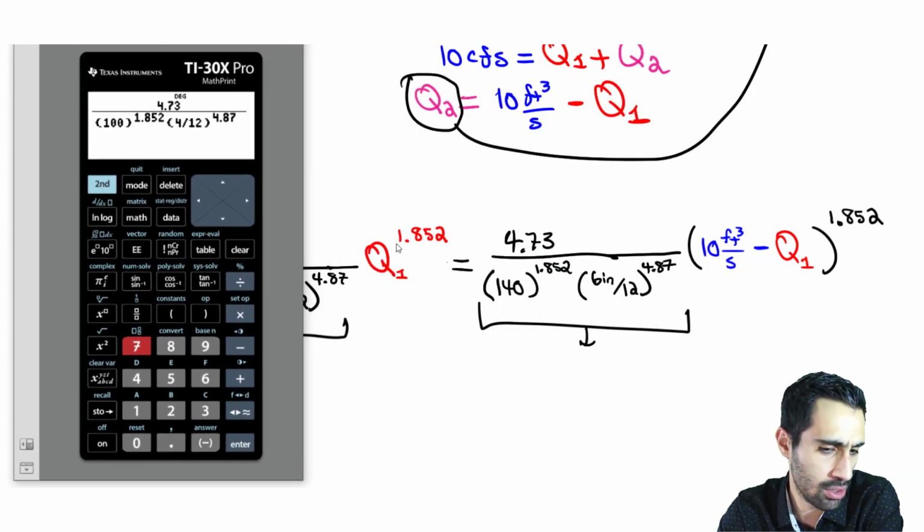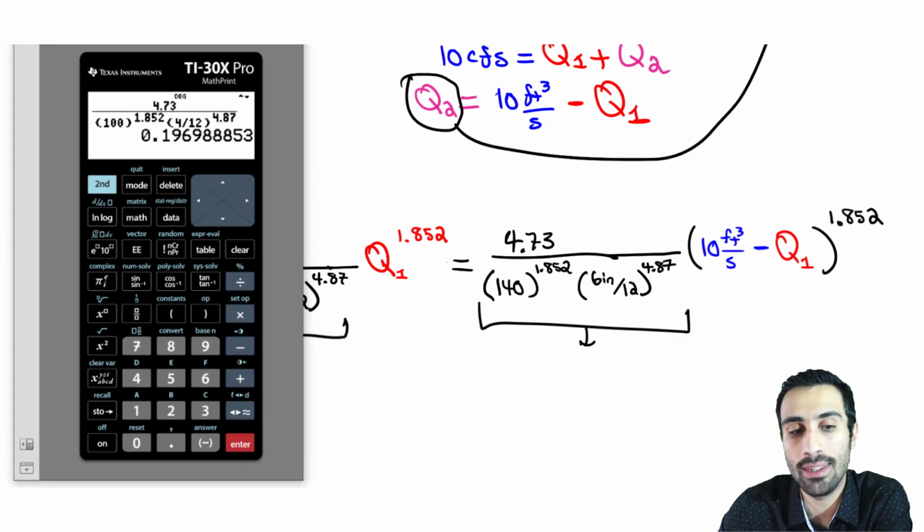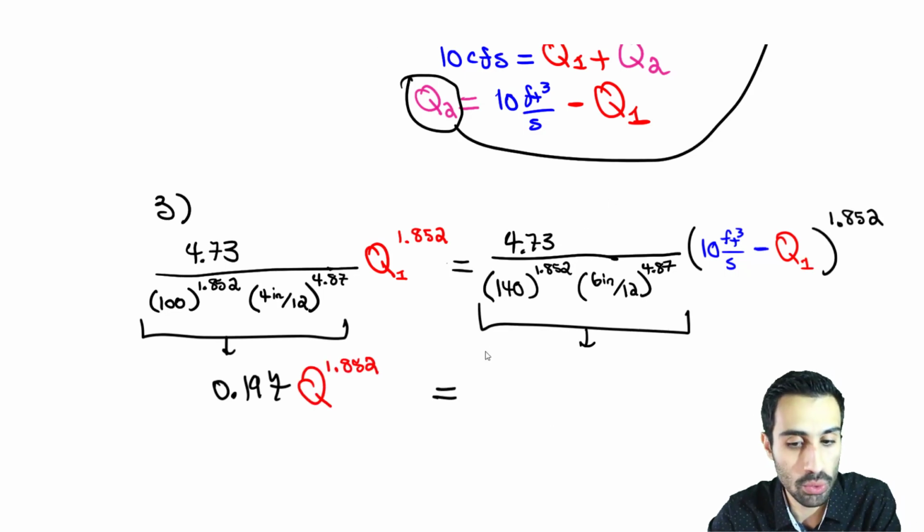And we do nothing to this. We're going to keep going and fix that. So 0.197 is going to be this part. So the way I would show this is 0.197 would be only this part, but that Q1 is still there. That's unknown, to the 1.852. Now let's do this side.